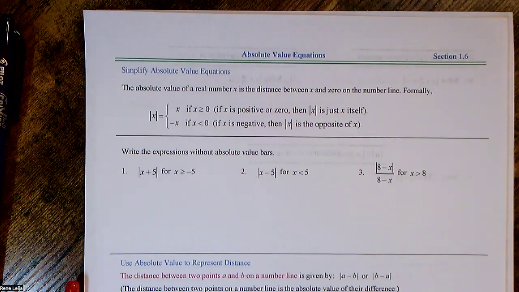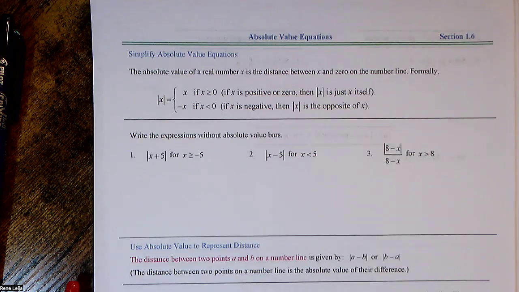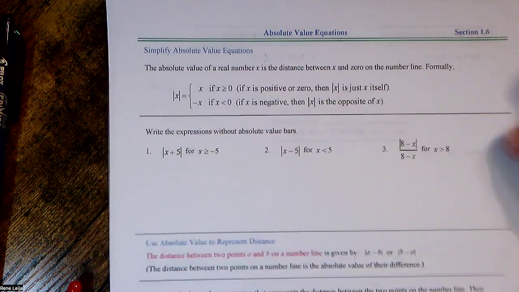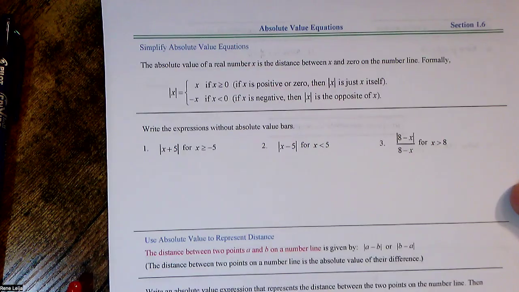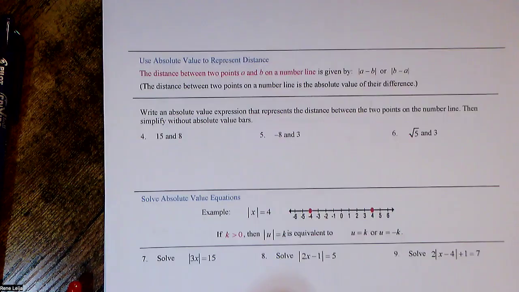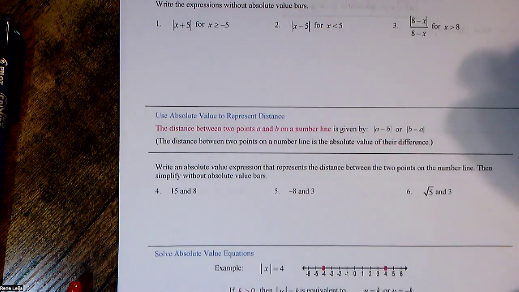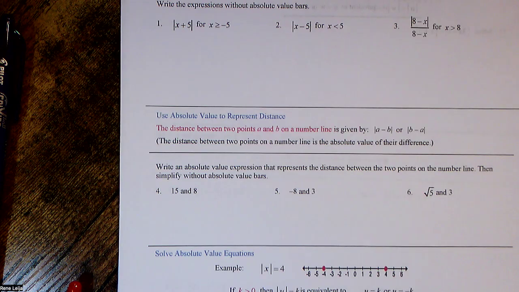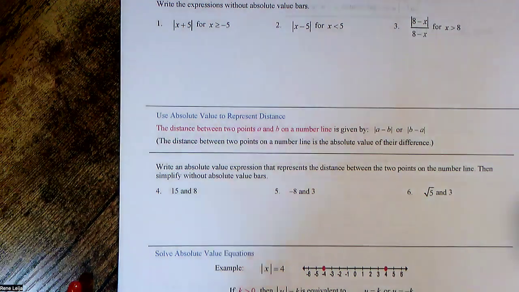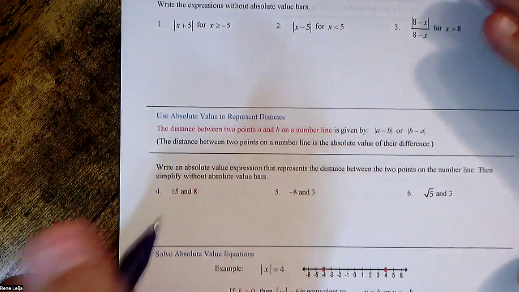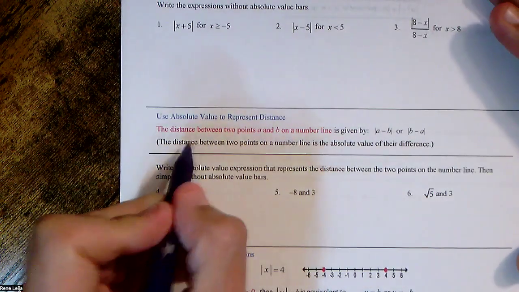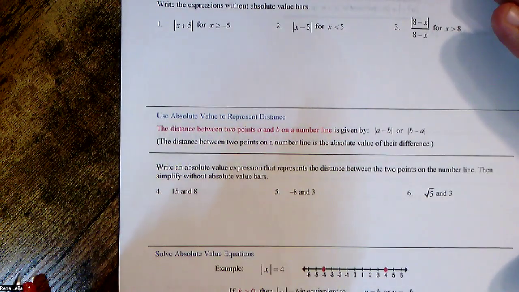Okay, this is section 1.6 over absolute value equations. So we're going to go ahead and skip problems 1 through 6. And I'm just going to jump down here to where we talk about what an absolute value is. So here they kind of give you the definition of an absolute value, the distance between 2 points A and B on a number line.